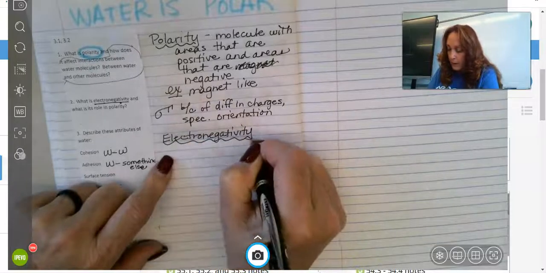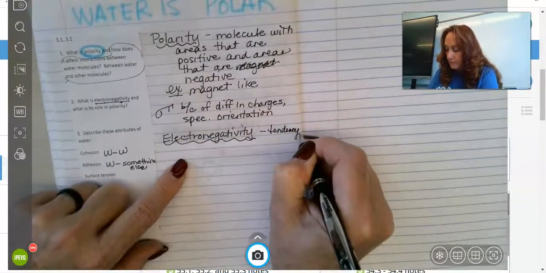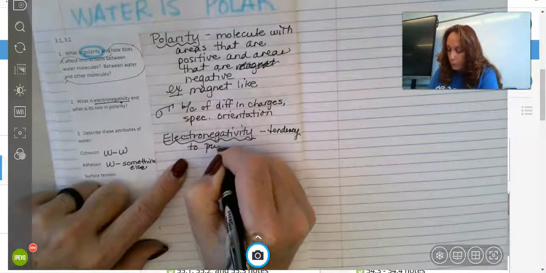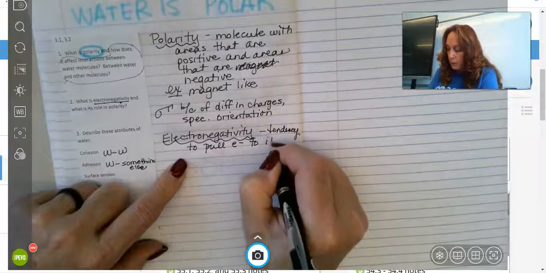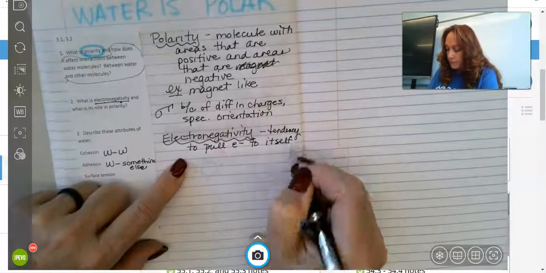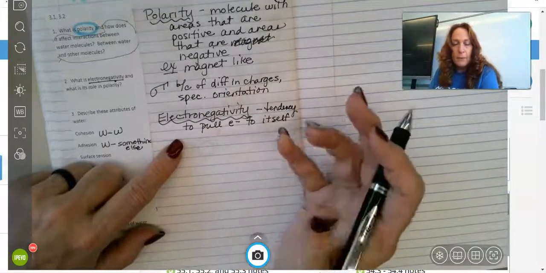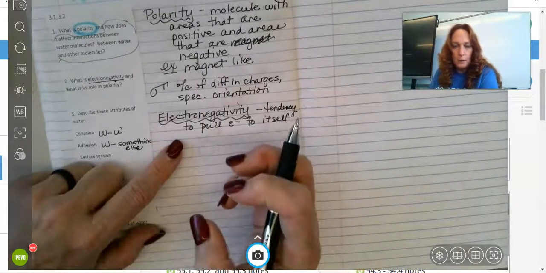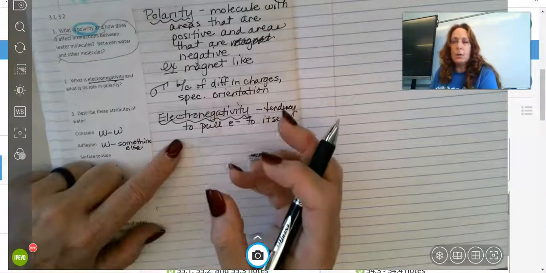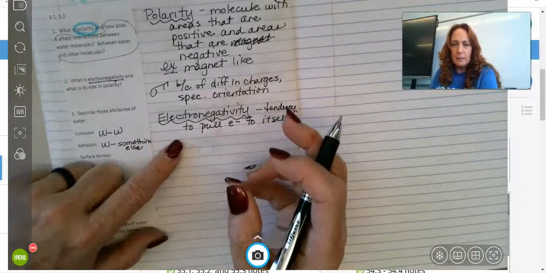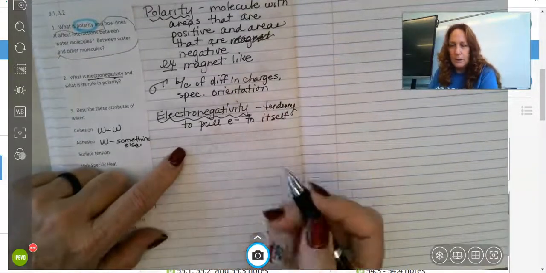So electronegativity is the tendency to pull electrons to itself. So you tend to have a draw of electrons to yourself, and what it's going to be from is you're going to have protons that are going to be positive, but you have an empty shell. And I think that's something we can easily see.